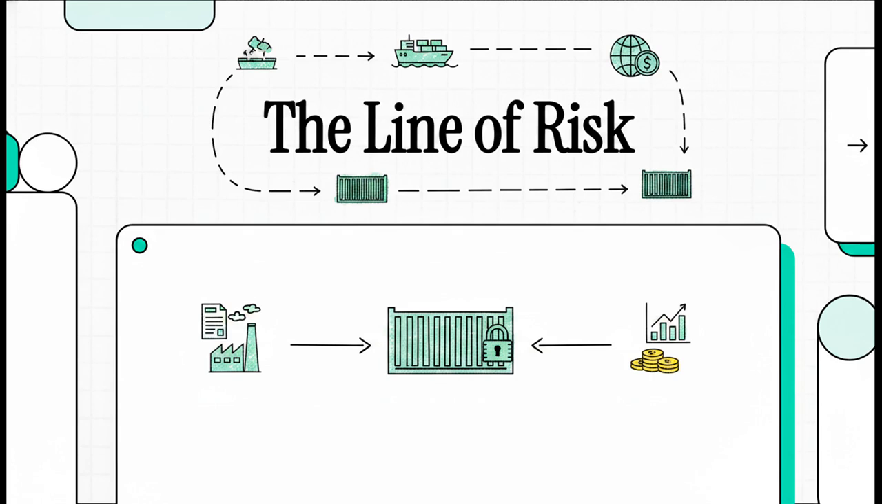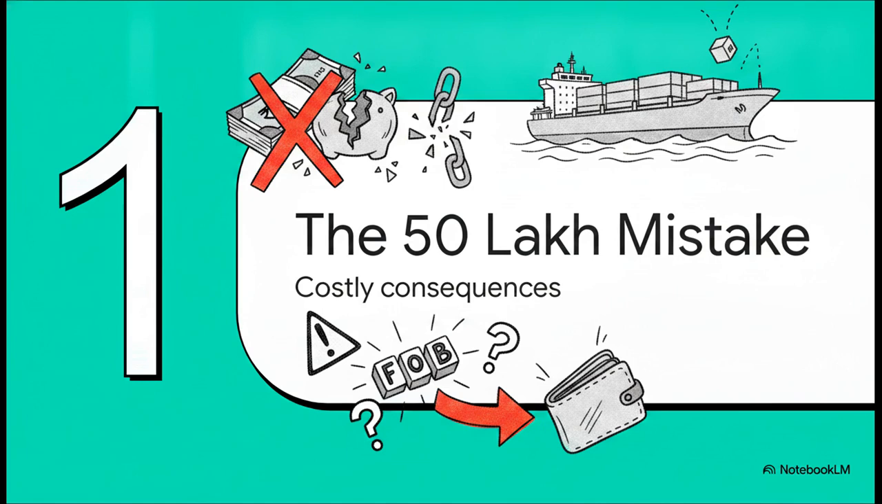We're going to completely demystify the somewhat chaotic world of global shipping contracts. And we're doing it by zooming in on something that looks incredibly small, but trust me, carries a massive financial punch. Let's start with a section I call the 50 lakh rupee mistake, the costly consequence of 3 tiny letters.